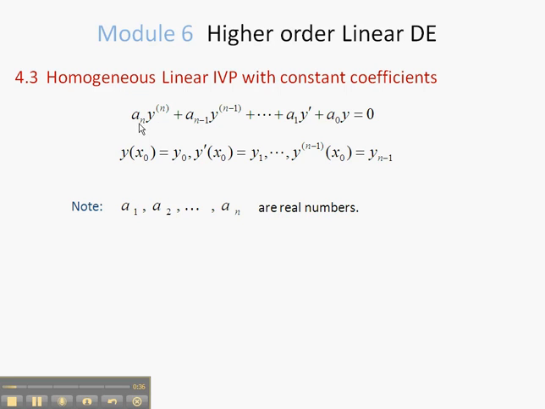So here's an example of a linear homogeneous initial value problem. Initial value problem, because we have some initial conditions right here. It is linear, as we can see, and homogeneous because there are no terms that are not multiplied times y or one of its derivatives. And as you can see, a1 through an, those are all real numbers.